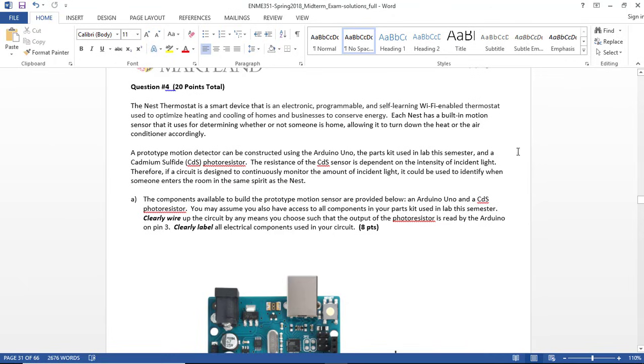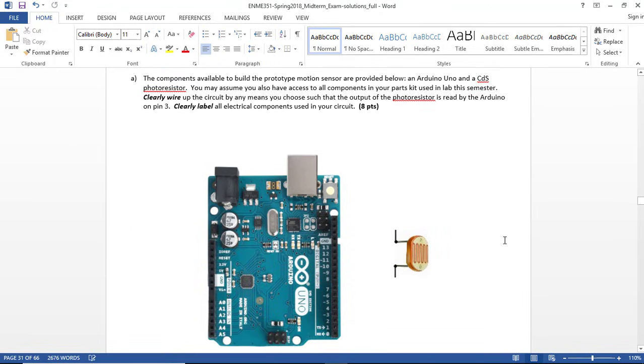So the Nest thermostat, I have one of these at my house. It has a motion sensor operating under similar principles. So it tells, hey, whenever someone walks in the room, it actually tells me what the temperature is, which is quite nice, right?